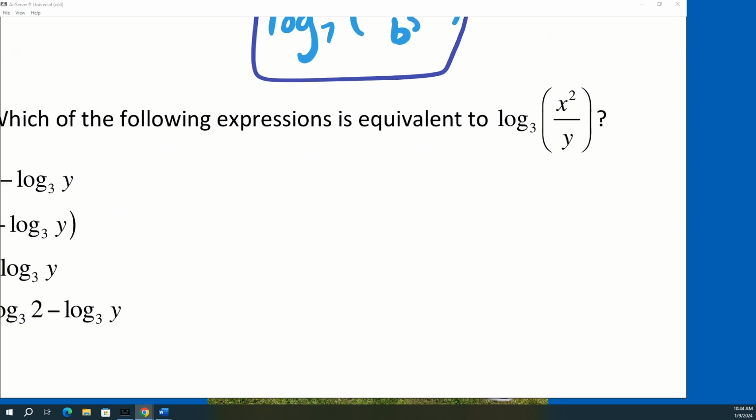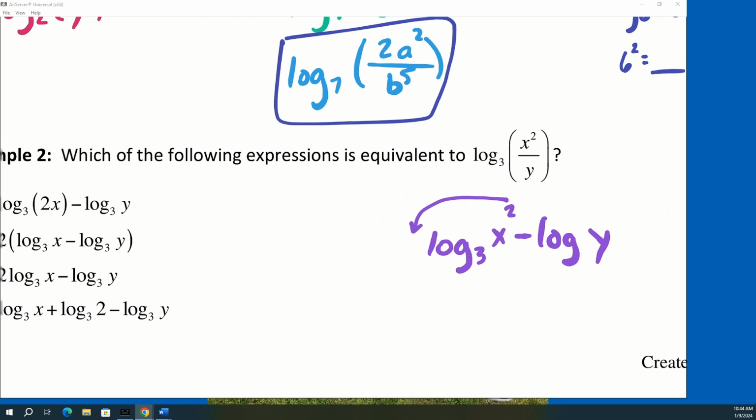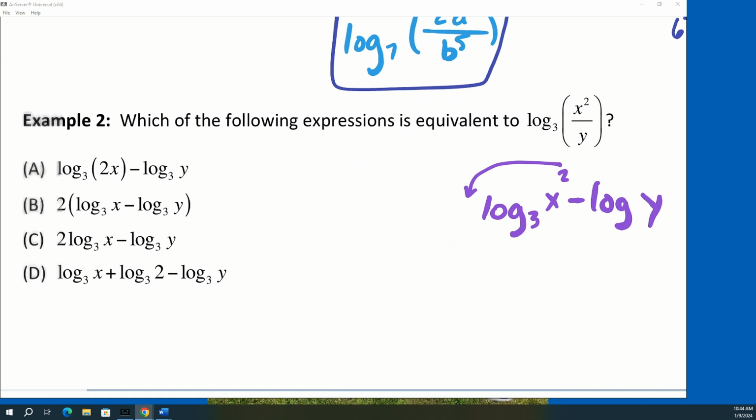All right, so because these items in the argument are being divided, when I write these as separate logarithms, I'm going to subtract. And when you're writing as multiple logarithms, each little thing gets its own logarithm. So x gets this logarithm, y gets this logarithm. That is not one of the answer choices. So what do you guys think we need to do? The 2. So the power property tells us we can take that 2 and multiply it by the front of that logarithm, and that's going to be c.